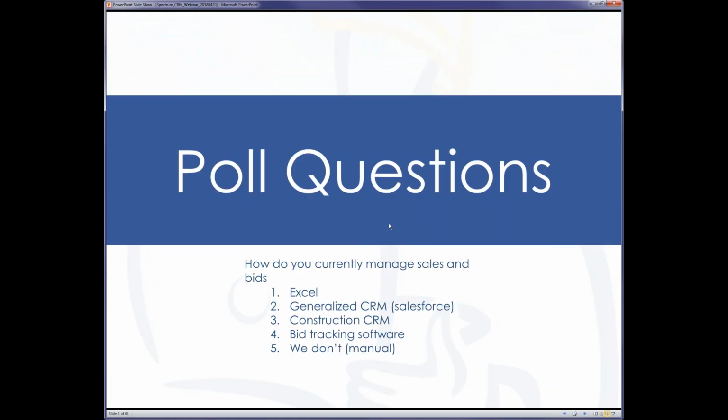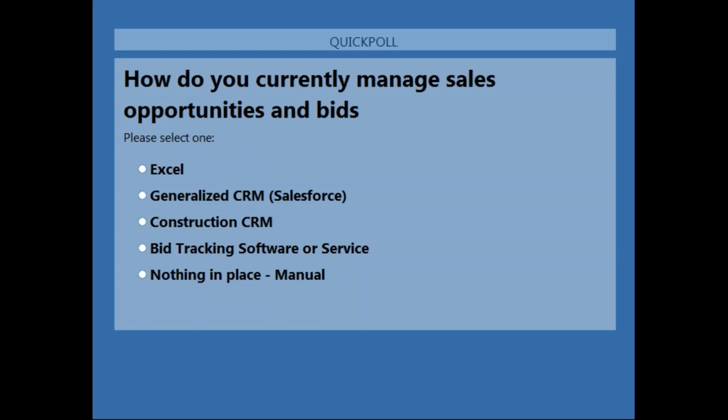We're going to start with a quick poll question, to get a little background on what you're doing today in the sales and bid management area. I'm going to launch the poll, and now you should see it on your screen. How do you currently manage your sales opportunities and bids? Probably a lot of people are going to be using Excel, but there are also CRM systems and bid tracking software. Just go ahead and make your selection.